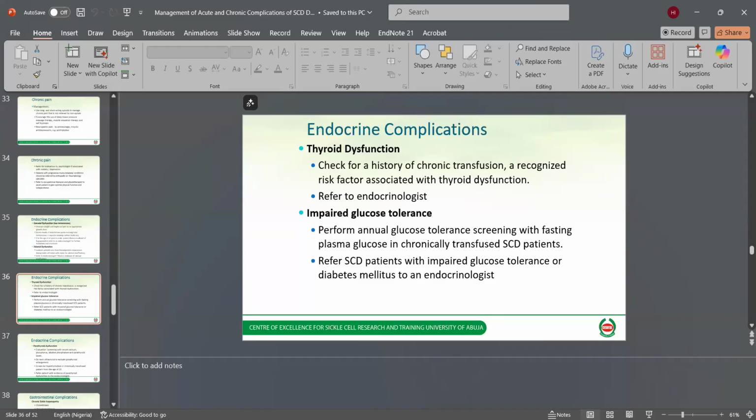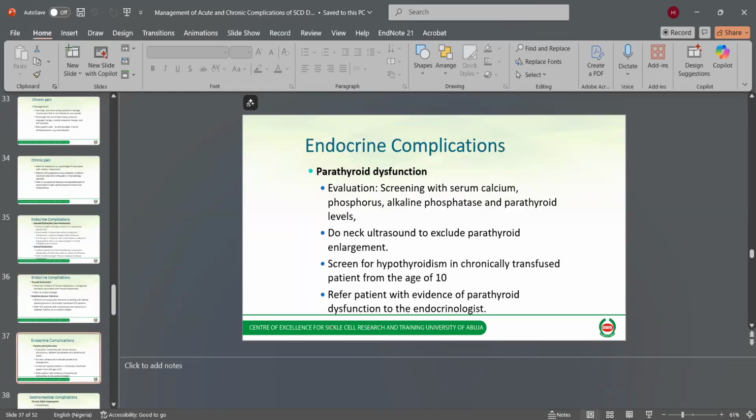Impaired glucose tolerance tests. Perform annual glucose tolerance screening with fasting plasma glucose in chronically transfused sickle cell disease patients because of the risks of iron overload. Refer patients with impaired glucose tolerance tests or diabetes mellitus to an endocrinologist.